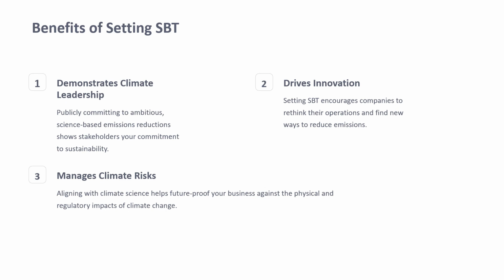Number two, SBTs allow organizations to drive innovation. Setting SBTs encourages companies to rethink their operations and find new ways to reduce emissions. Also, in order to manage climate-related risks, SBTs align businesses with measures that will help them future-proof their businesses against the physical and regulatory impacts of climate change.